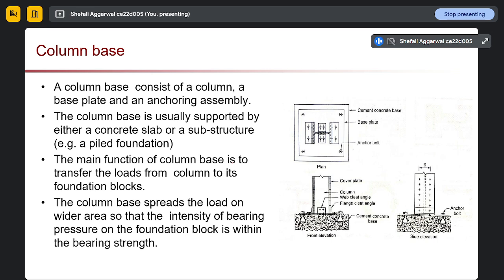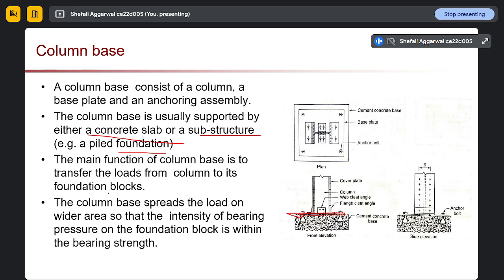The next thing we studied in this week is the column bases. Column bases are normally a plate or plate and anchorage assembly, which are provided at the base of our column, which will transfer the load from column to foundation. Column bases are usually supported by a concrete slab or substructure, or we can say the foundation. If we look at this diagram, this is our column, and this is a base plate we are providing, which we normally call the column base.